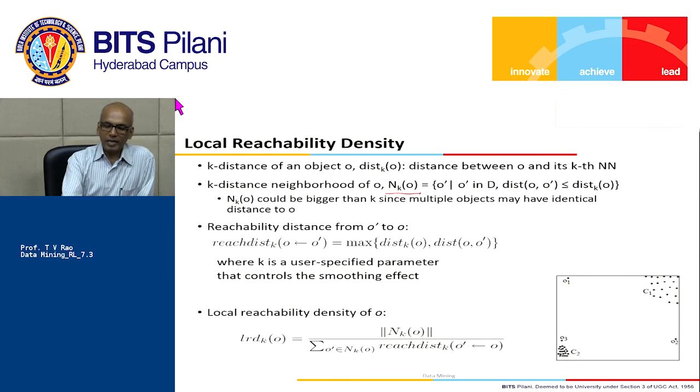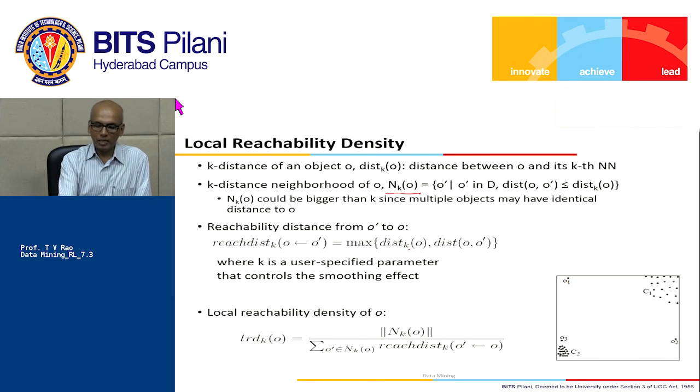And as a matter of fact, NkO can be bigger than k because there may be several objects which are equidistant in different directions from the point of reference, which is O. So we can define another term, the reachability distance of O prime to O, as the maximum of the k-distance of the object O, which is from the kth nearest neighbor, and the actual distance between O and O prime. So if this is higher than this, then only this will be considered.